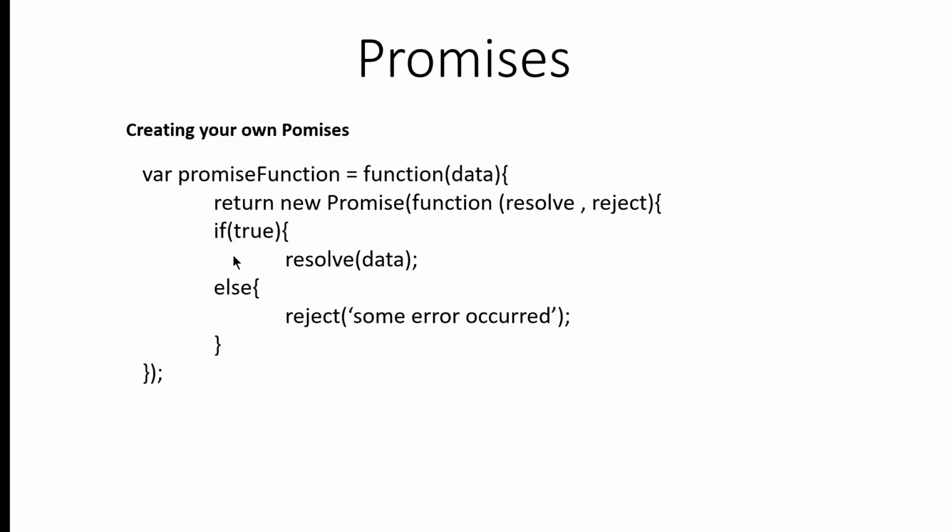You can create your own promises by calling the new promise function, and it has two callback functions. So it will either resolve or reject. So resolve is called when the promise is resolved, and reject is called when there is an error. And until one of these is run, we then are in a pending state.